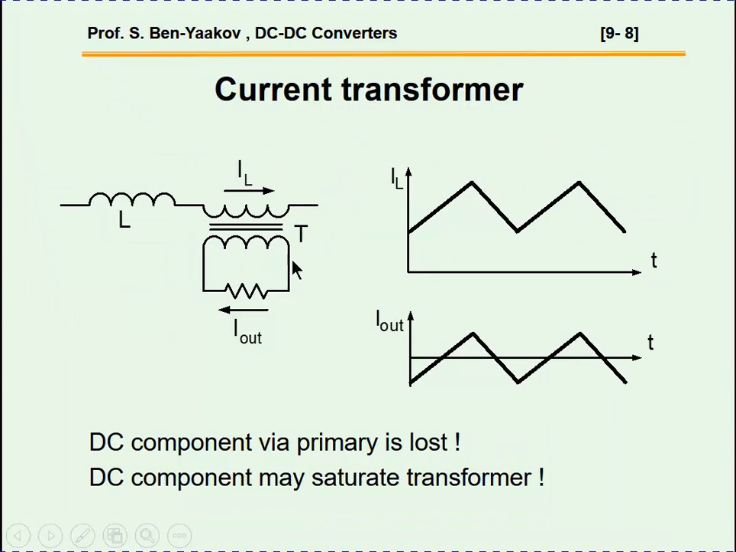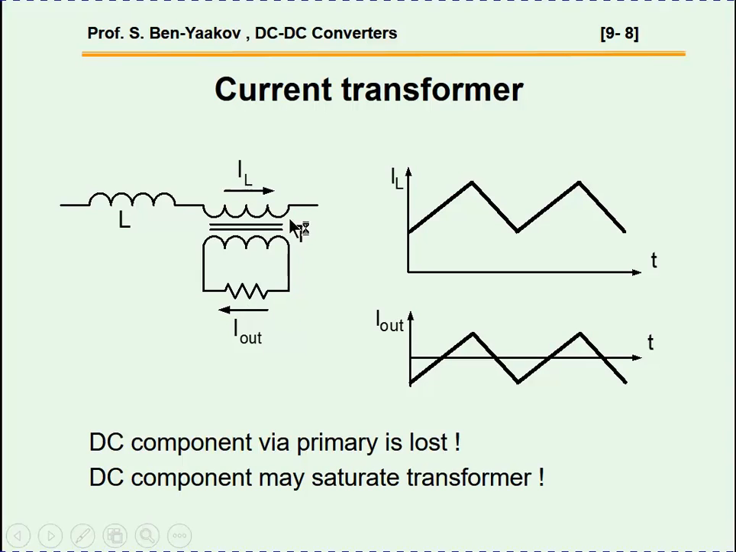Let me now turn to other methods of current measurements. One way that one would think is a possibility is to use a transformer. Here we have an inductor, we have the current, here is the transformer, and we'll have the output current here.